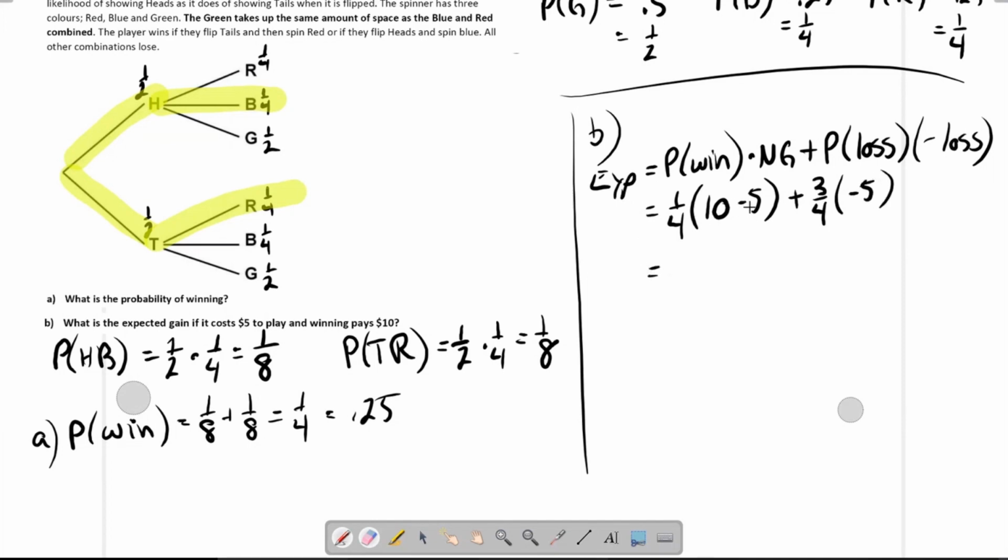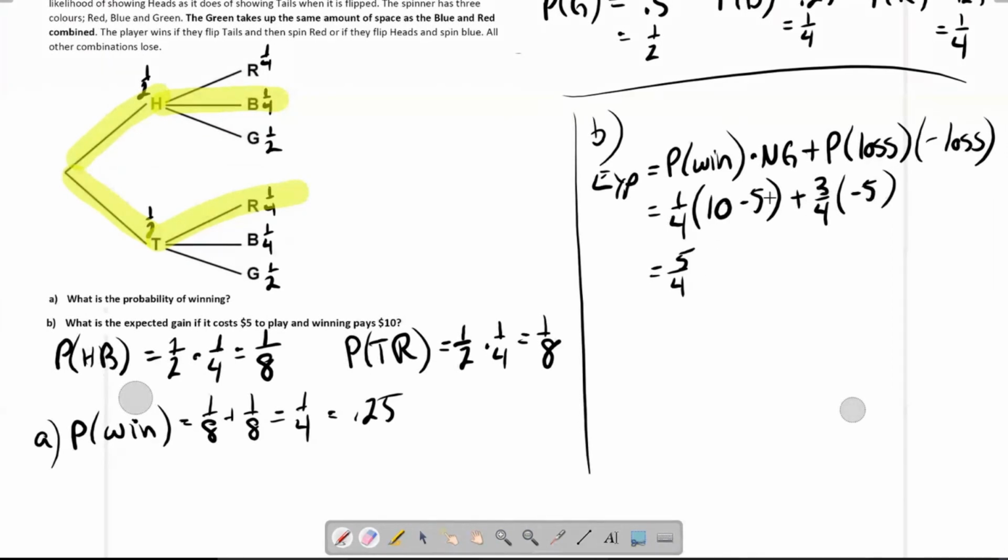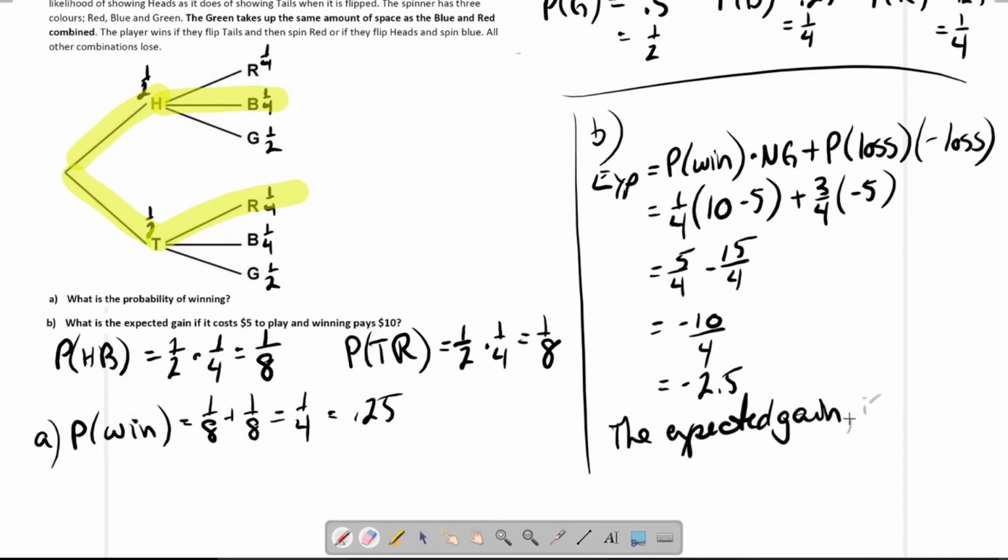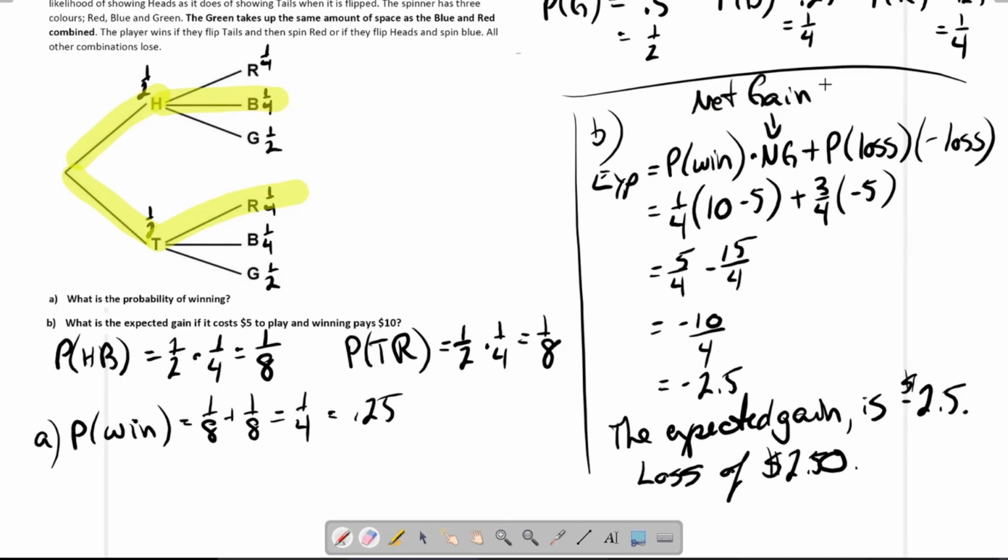Multiplying that out, we've got 10 minus 5 is 5, times 1/4 is 5/4. We've got -5 times 3 gives us -15/4. 5 minus 15 gives us -10/4, and if you divide that out, you end up with -2.5. So the expected gain, or in this case, the expected loss, is -$2.50, or a loss of $2.50. Net gain, that's the amount that you win minus the cost to play. So it costs us $5 to play, and if we win $10.